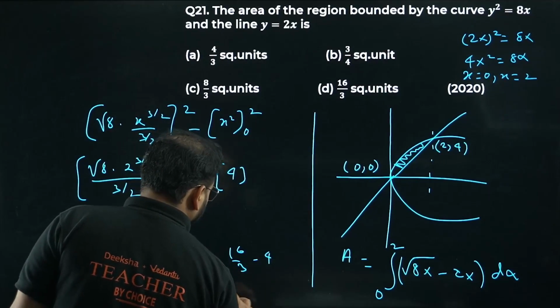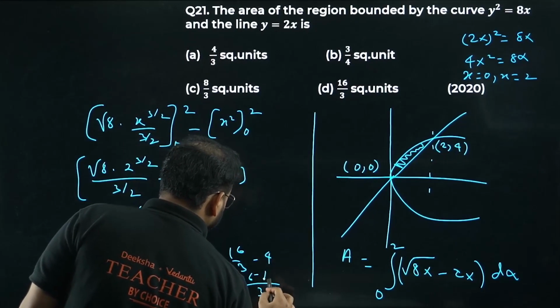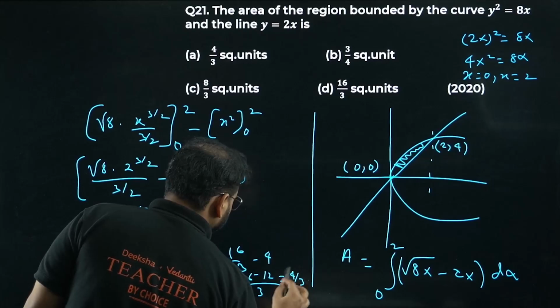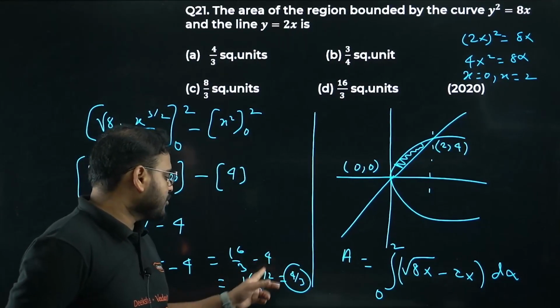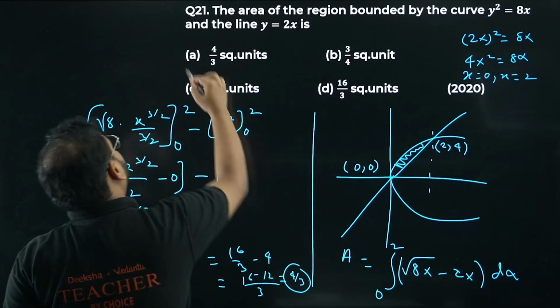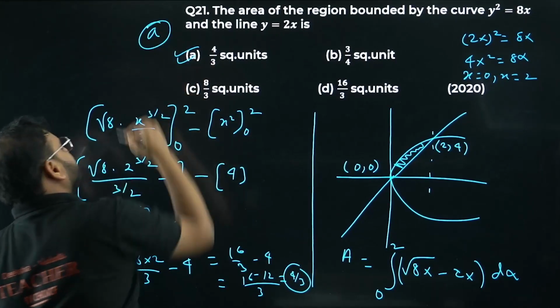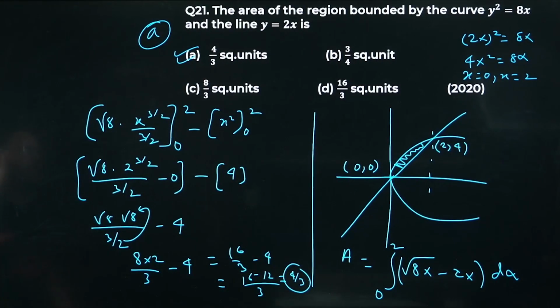LCM will be 3 only. We have 16 minus 12. So I have 4 by 3. Please check. Correct, right? 16 minus 3 into 4 is 12. So 4 by 3. Option A is right. Please have a look at question number 21. Option A is correct.